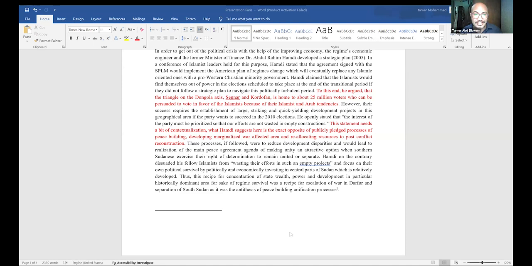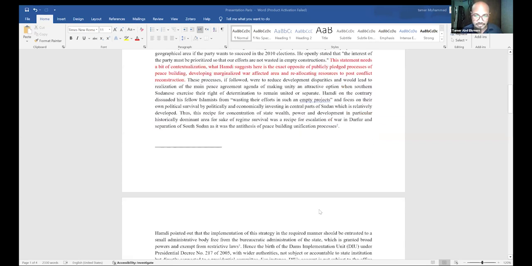Hamdi, on the contrary, dissuaded his fellow Islamists from wasting their efforts on such an empty project and urged them to focus on their own political survival, investing politically and economically in the central parts of Sudan, which is relatively developed. Thus, this recipe for the concentration of the state's wealth, power, and development in a historically dominant area for the sake of regime survival was a recipe for the escalation of war in Darfur and the separation of South Sudan, as it was also the antithesis of peace building and unification processes.